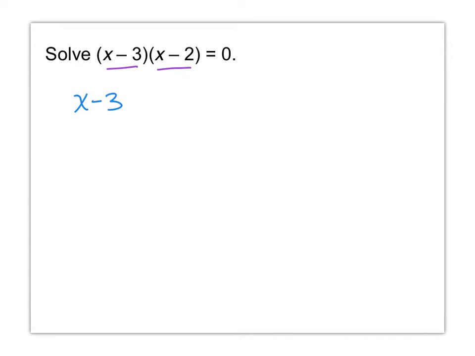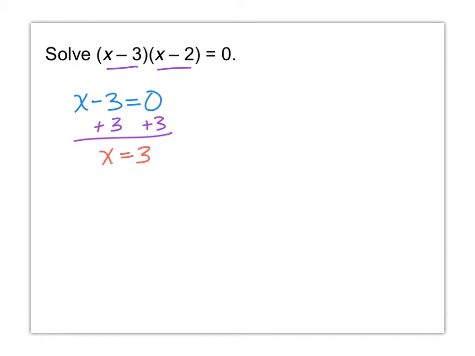If the first factor equals 0, then x minus 3 equals 0. We can solve this equation for x by adding 3 to both sides. The solution is x equals 3. 3 is one solution to this equation.